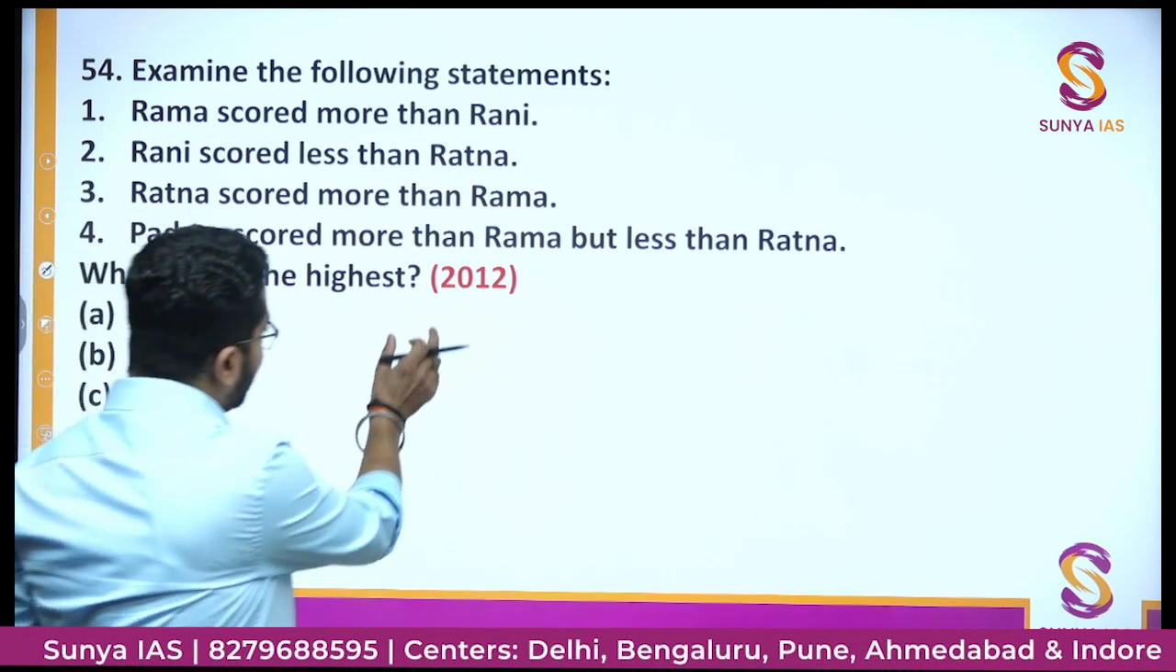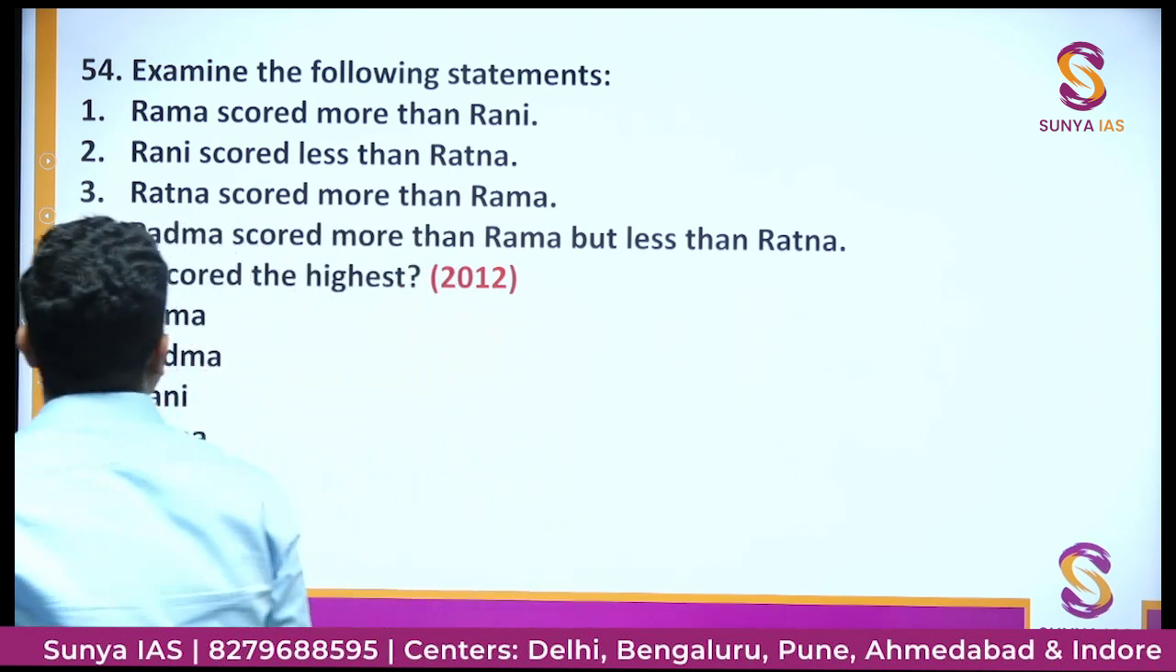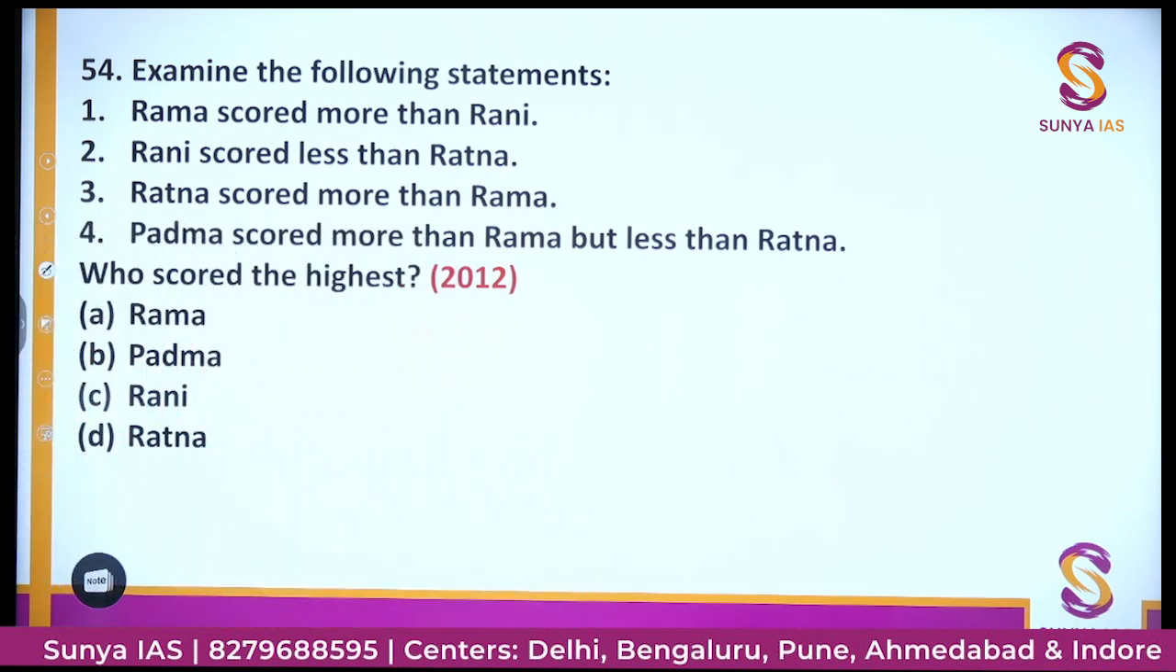So again, this question was asked in 2012. Examine the following statements. Rama scored more than Rani. Rani scored less than Ratna. Ratna scored more than Rama. Padma scored more than Rama but less than Ratna.